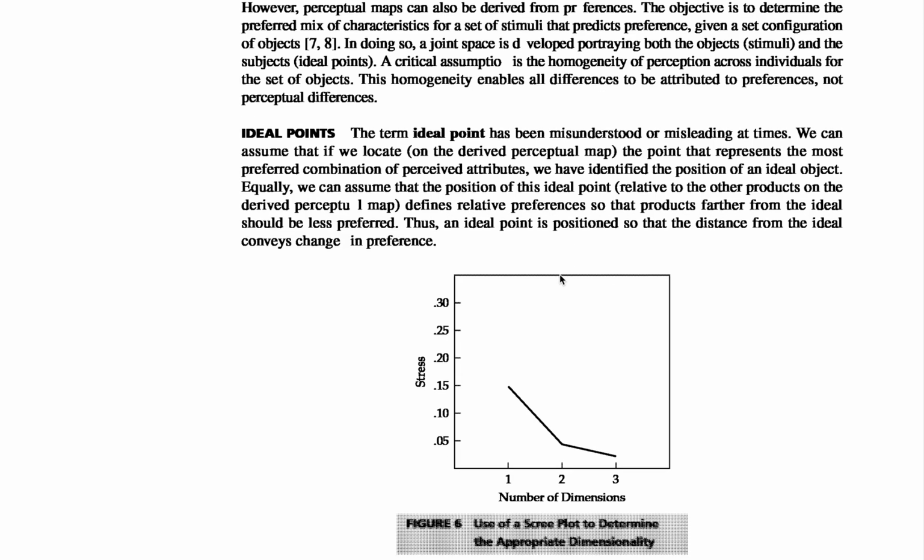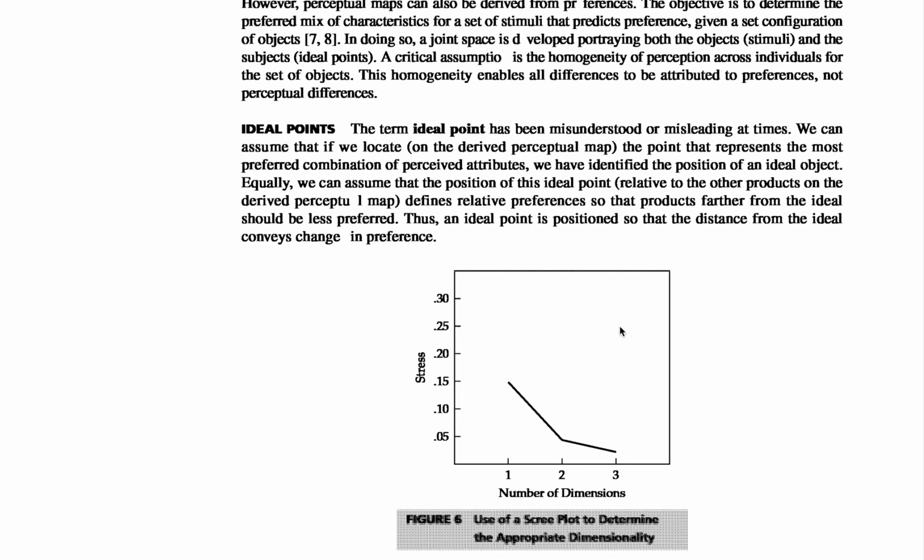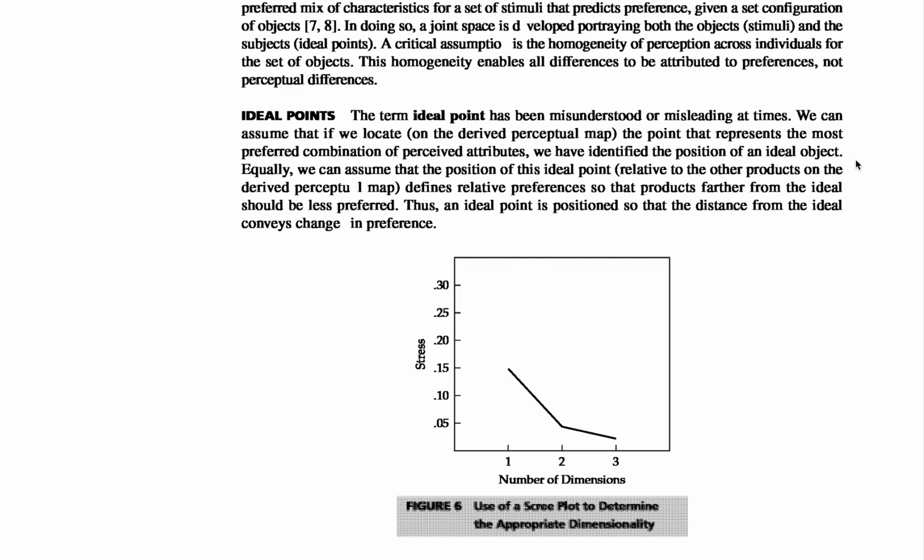Ideal point. The term ideal point has been misunderstood or misleading at times. We can assume that if we locate on the derived perceptual map the point that represents the most preferred combination of perceived attributes, we have identified the position of an ideal object. We can assume that the position of this ideal point relative to the product objects on this derived perceptual map defines relative preferences, so that a product further from the ideal should be less preferred than one closer to the ideal point position, so that the distance from the ideal conveys the change in preference.